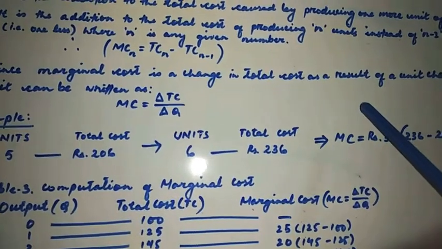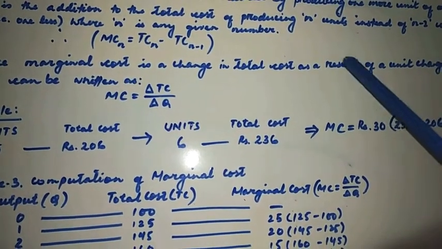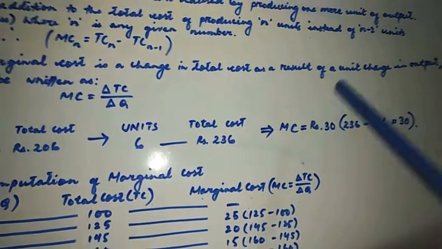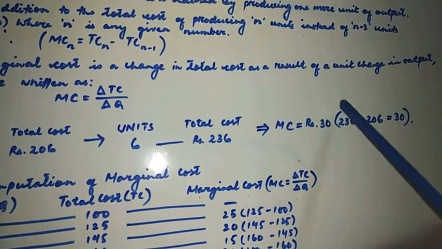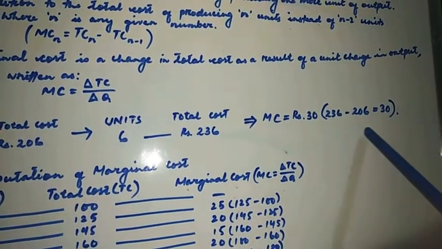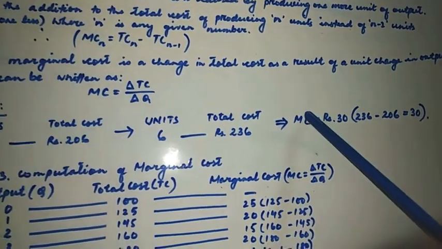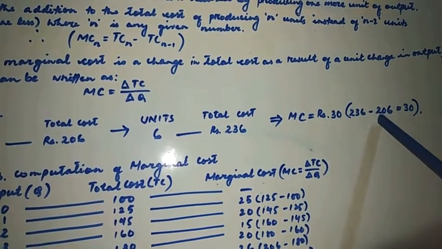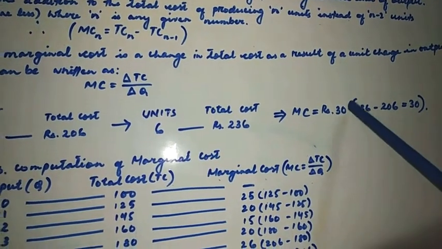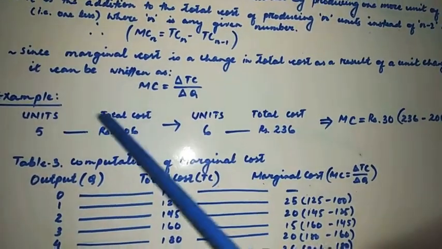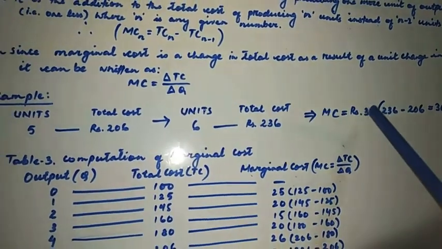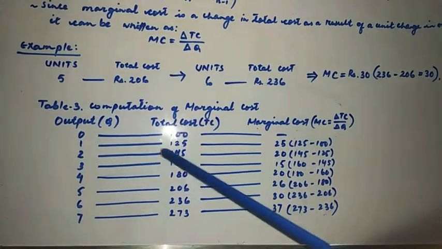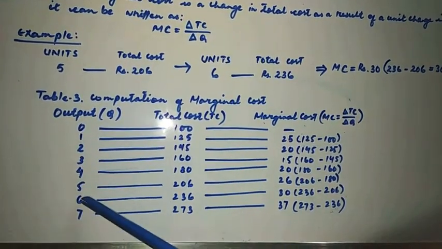So since marginal cost is the change in total cost as a result of the unit change in output, that is how we calculate the marginal cost. You just subtract 206 from 236 and the answer you get is 30. So the marginal cost in this case is rupees 30. So that is how you can also find out the marginal cost for any unit of output that is given.